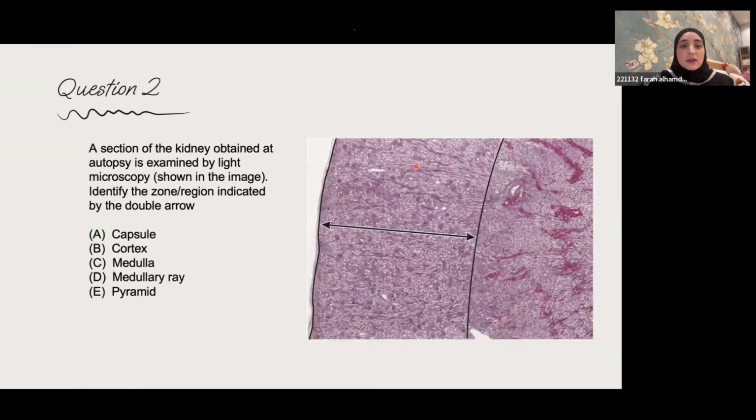Okay, a section of the kidney is obtained at biopsy and examined by light microscopy, shown in the image. Identify the zone or region indicated by the double arrow. What is this zone of the kidney? Are you writing in the chat? I'm not seeing. Oh, B. Yes, okay.